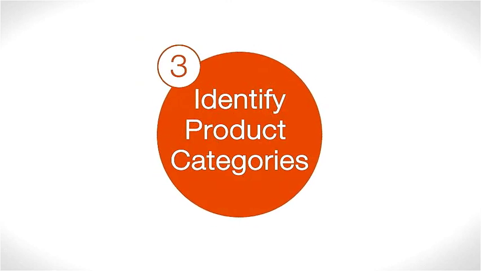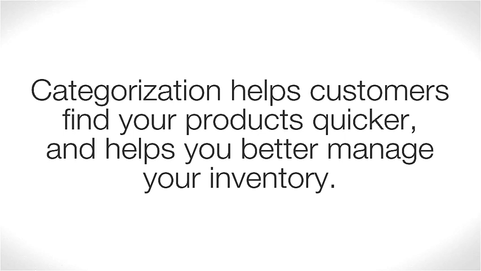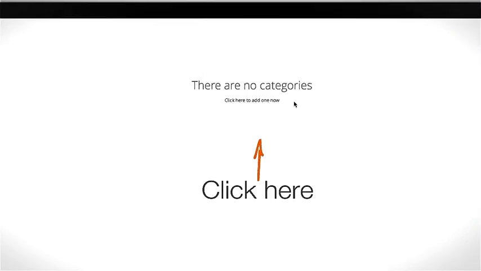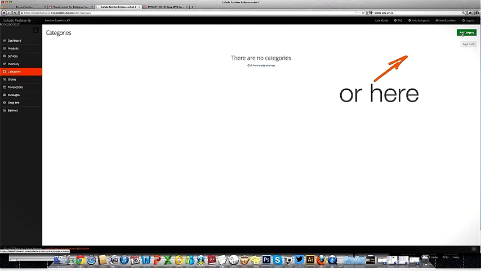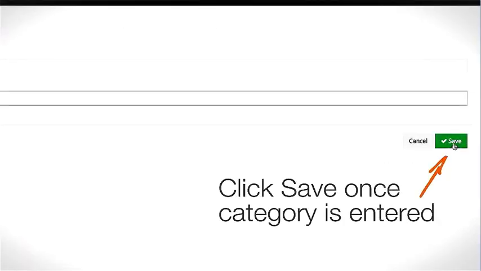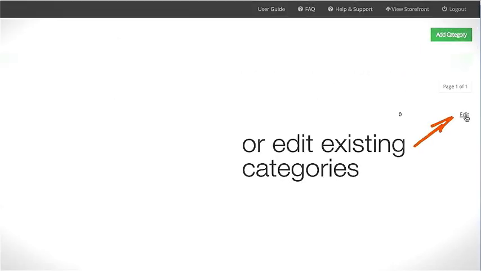Step 3. Identify product categories. To create a category, click on the Categories tab in the navigation bar. Then click on either button to add the category. Add a category name and group. Then click Save and you're done. You can add new categories or edit existing ones.